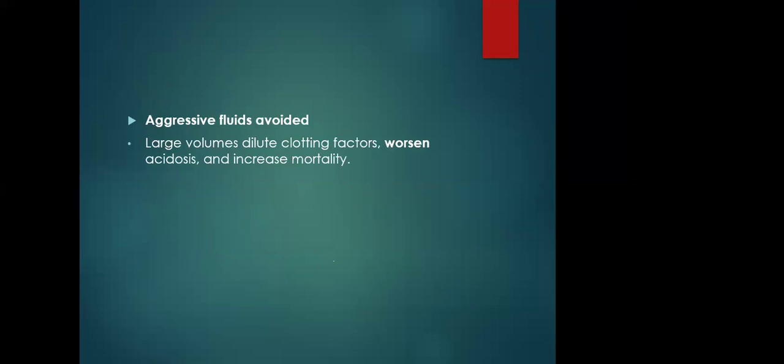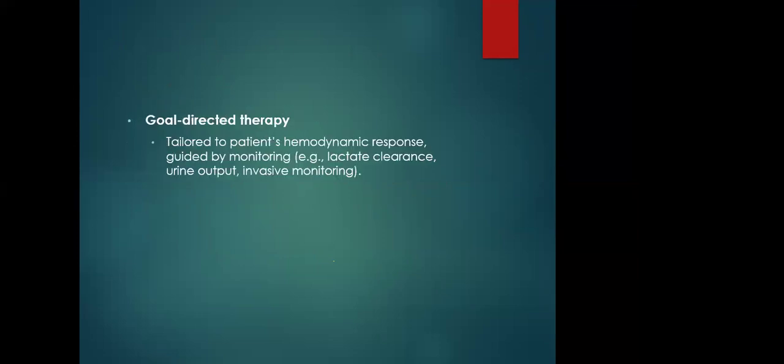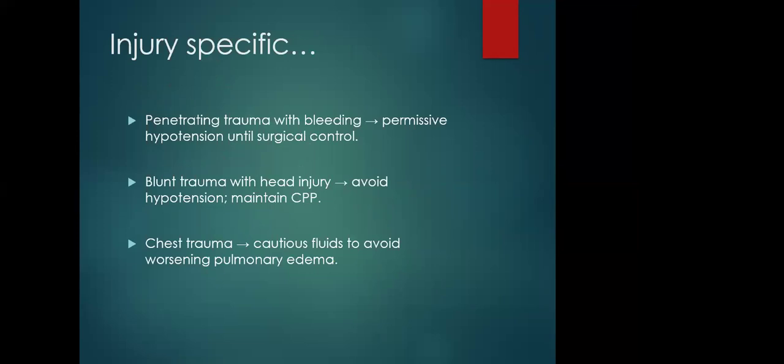Some areas you can have specific injury requirements. If you have penetrating trauma and they are bleeding, use permissive hypotension until surgical control is obtained. A patient with blunt trauma with head injury, then avoid hypotension and maintain CPP. If the patient has chest trauma, be cautious of fluid to avoid worsening the pulmonary edema.